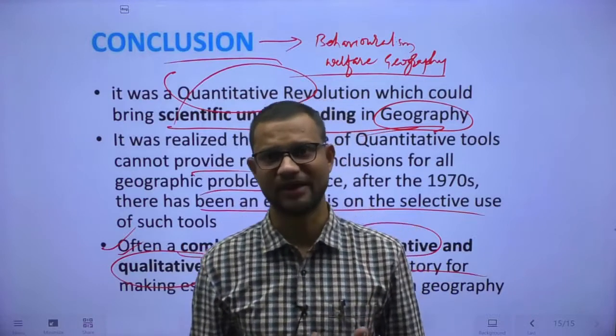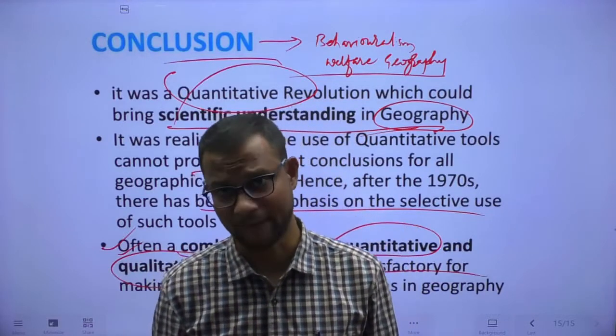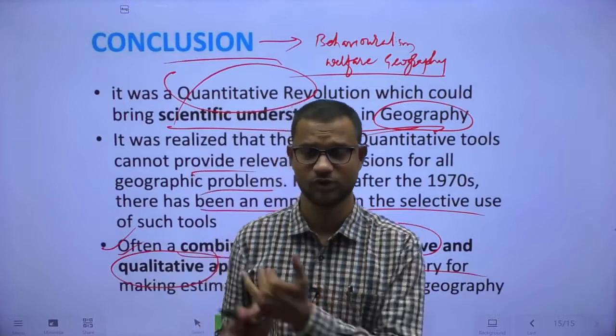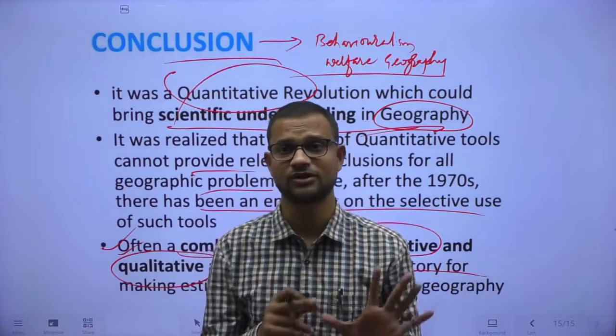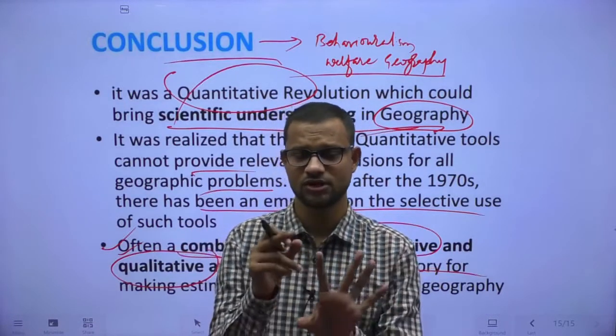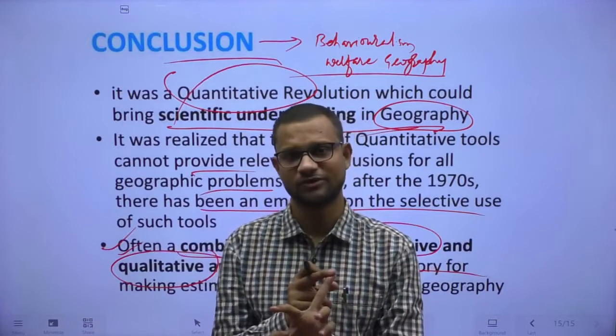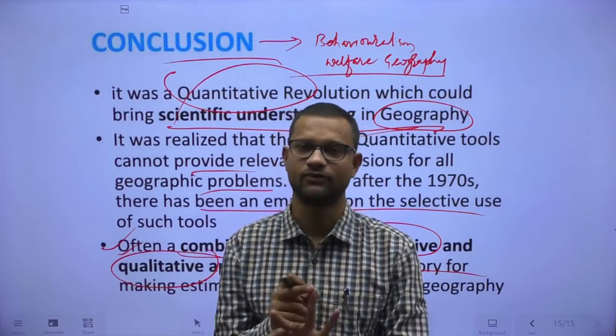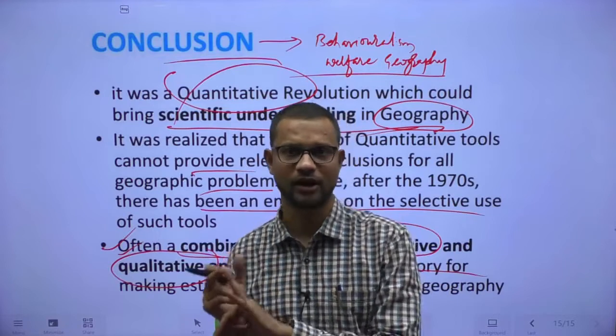We have seen the basics, the definition, the approach, the geographers who contributed, then the phases of the quantitative revolution, advantages, disadvantages or demerits, and then finally the conclusion, what you are supposed to write ultimately.